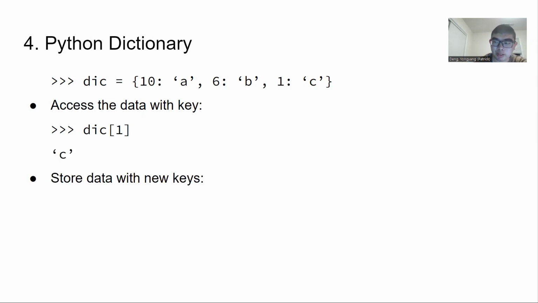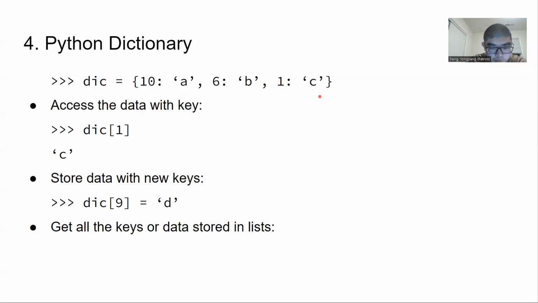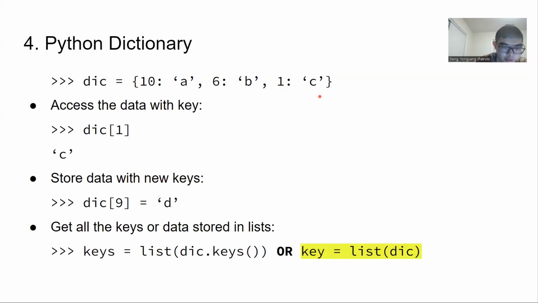And it stores data with new keys. Like I want to extend the dictionary, want to add something into it. So dictionary of 9 is D. So I will be adding the 9 and then D at the back, and then get all the keys or data stored in the list.